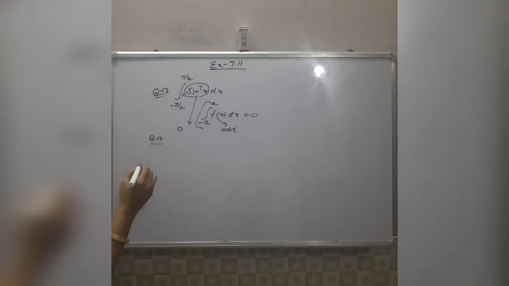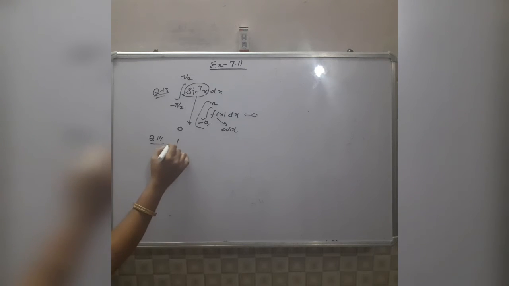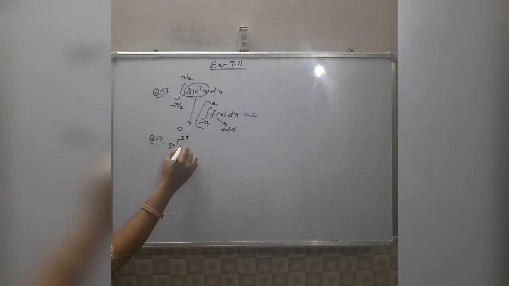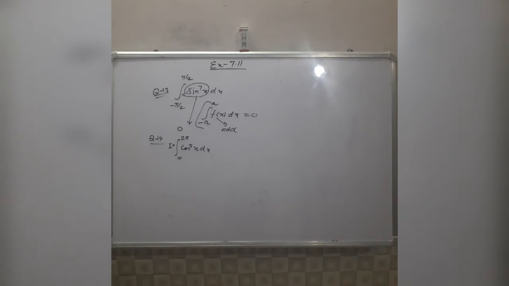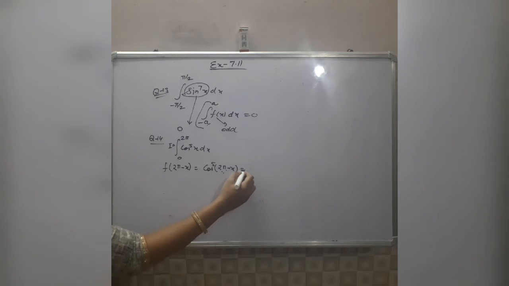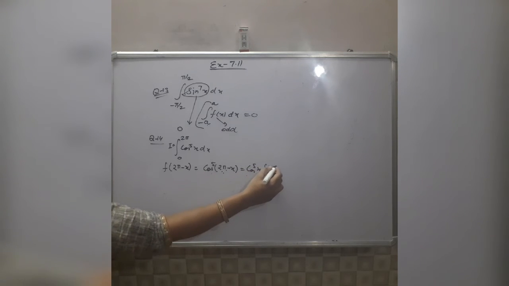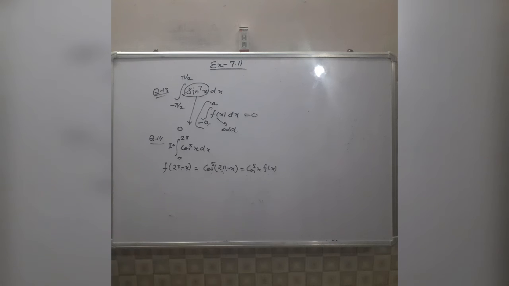Next, question number 14. In question number 14, integration I, limit from 0 to 2 pi, function is cos raised to power 5x dx. In this case, here if you see f of a minus x, means f of 2 pi minus x, this is equal to cos of 2 pi minus x, and in case of 2 pi cos remains cos, so it gives you again the same function f(x), means f of 2 pi minus x is equal to f(x). That's why it can be written as twice of integration from 0 to pi cos raised to power 5x.